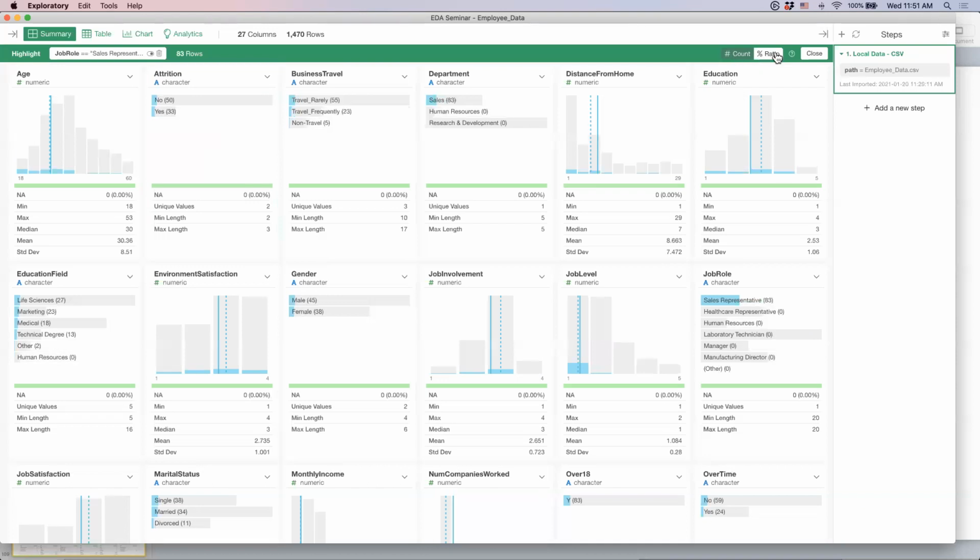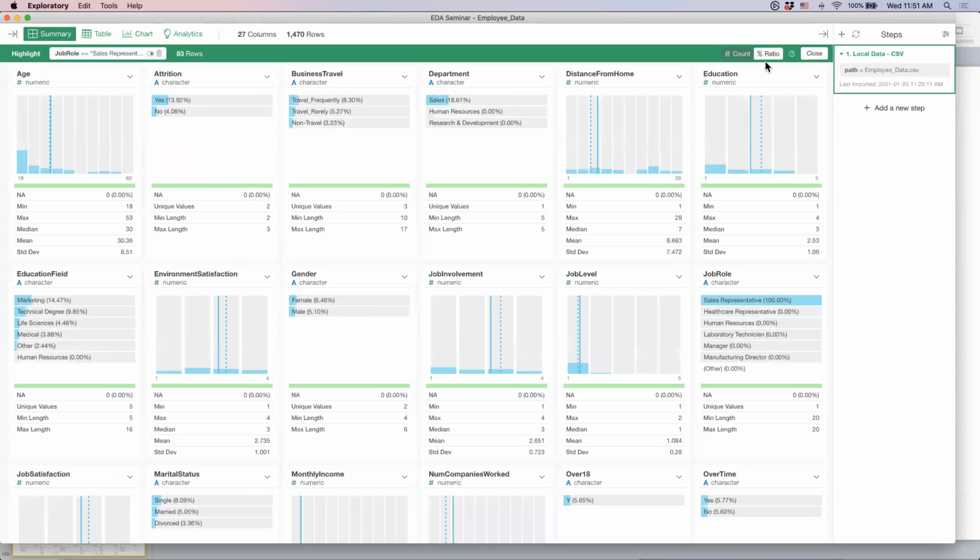Did I click that? Oops. There seems to be some kind of weird bug that this one is not highlighted. If I click on percent ratio, this one should be highlighted. But nonetheless, the bar chart has now become 100%.